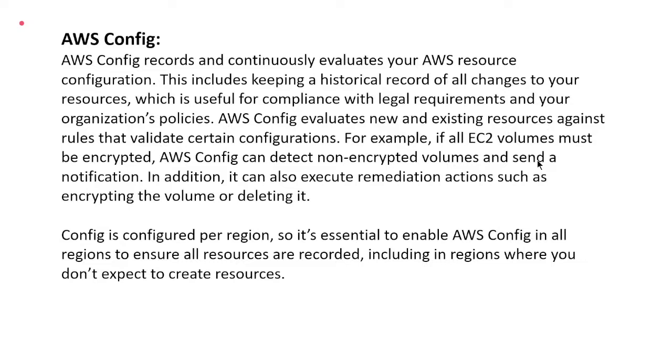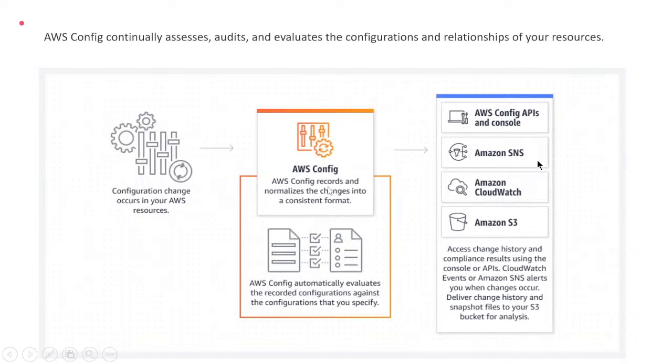So config, I am explaining already config. What is the config? Config is any changes at the application level, network level, OS level, anything that the inbuilt AWS tool is monitoring. See, this is the config. Config records and normalizes the change into a consistent format.